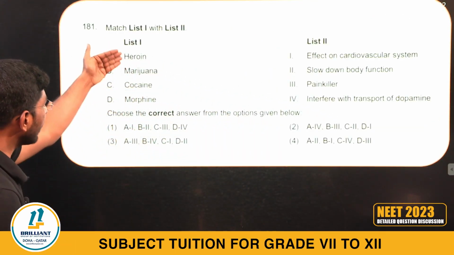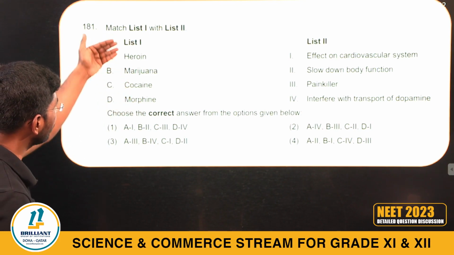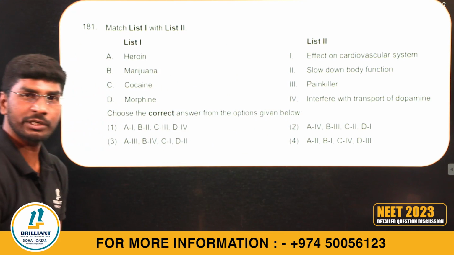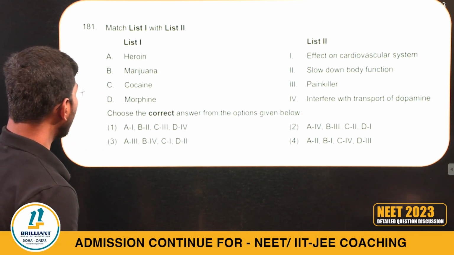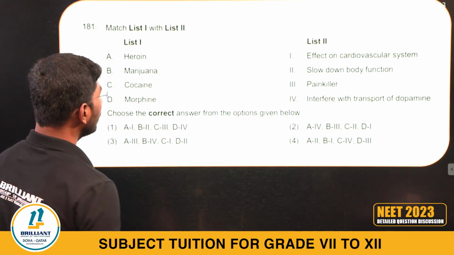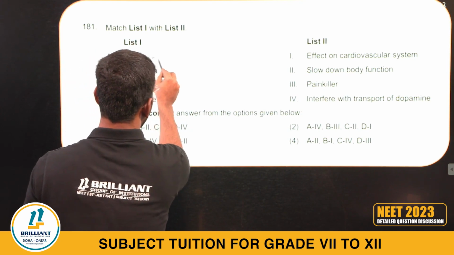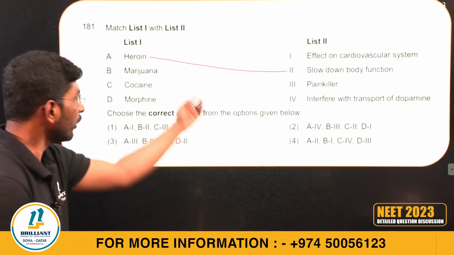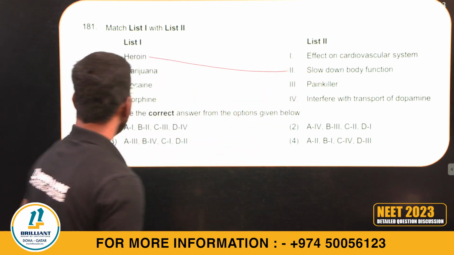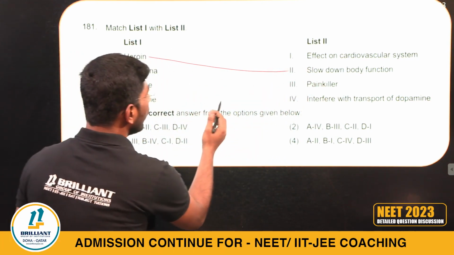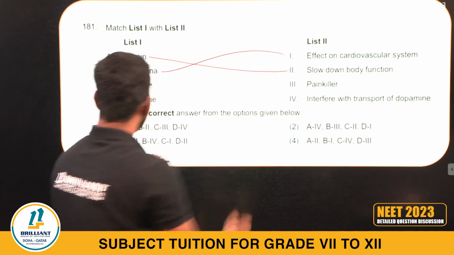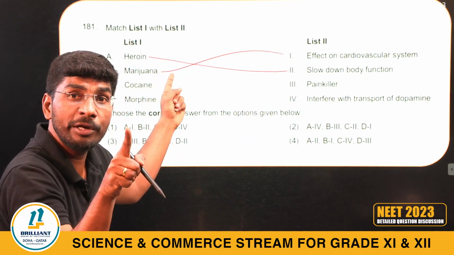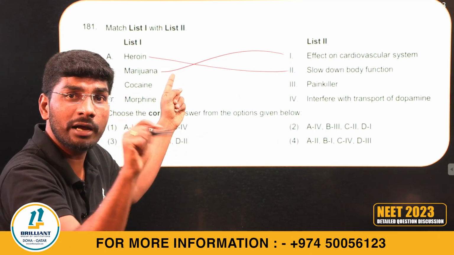181. Different types of chemicals. Here the drugs are given, and different types of their effects are given. Shall I go like this? Heroin slows down body function. Marijuana, shall I go with effect on the cardiovascular system? Marijuana is from cannabinoids, with cannabinoid receptors acting on the cardiovascular system.